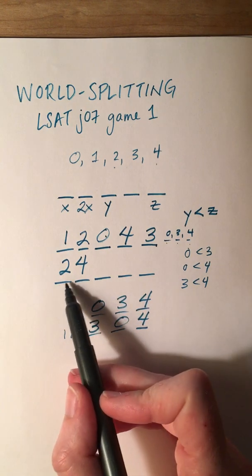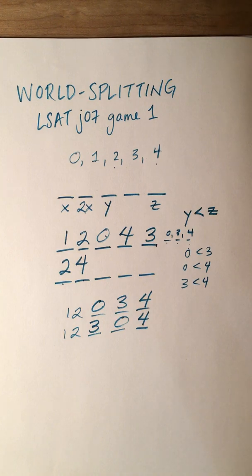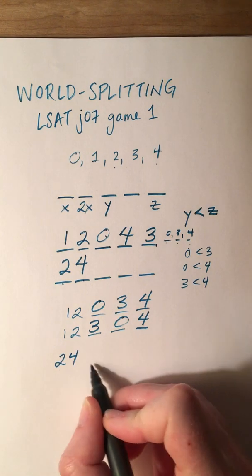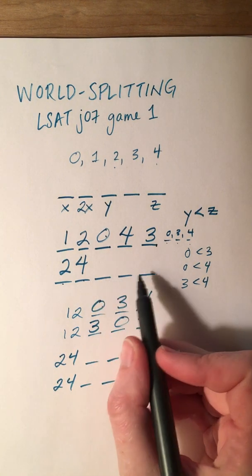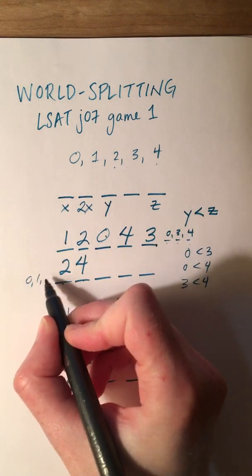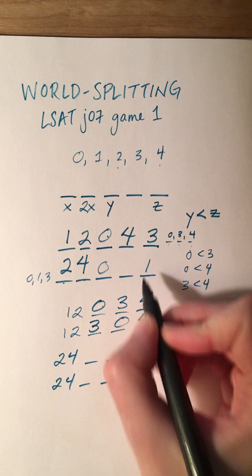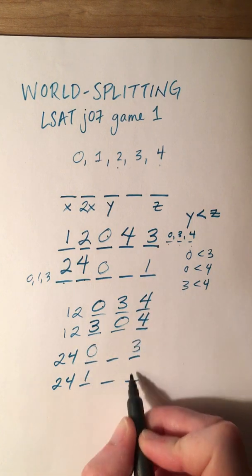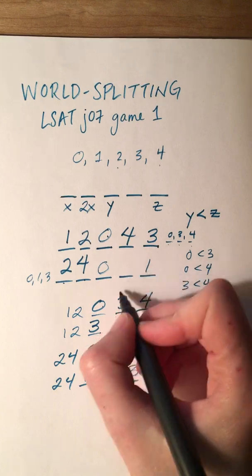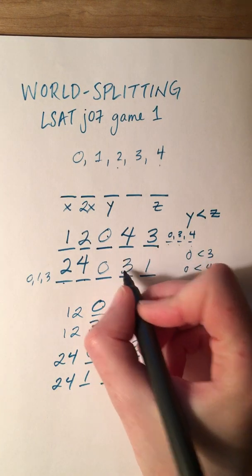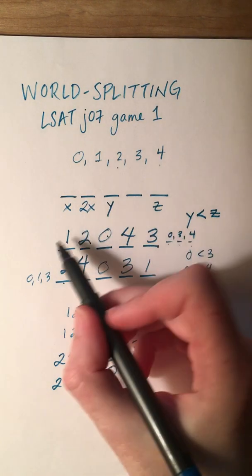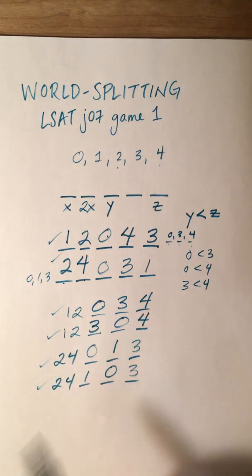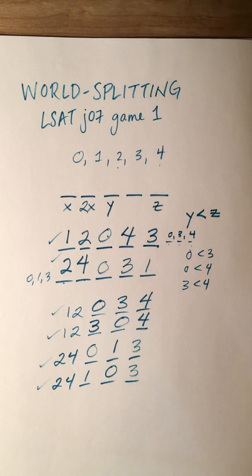I'm going to do the same thing with the sequence beginning with 2 and 4. I'm going to replicate it again, so I have 3 to work with. In this world, the remaining players are 0, 1, and 3. 0 is less than 1, 0 is less than 3, and 1 is less than 3. Completing these by adding the remaining player means adding 3, 1, and 0. That gives us 6 total worlds, and these are all of the acceptable solutions for this particular game.